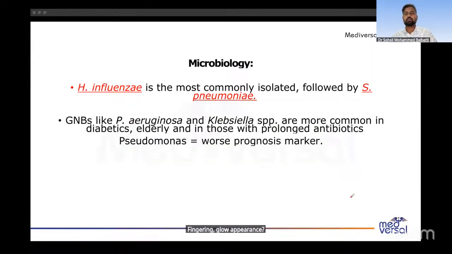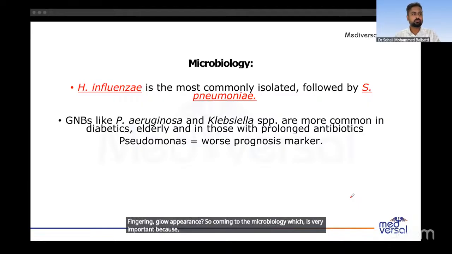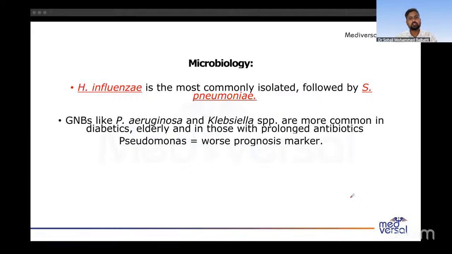So coming to the microbiology, which is very important because these organisms should be known for targeted antibiotic therapy. Haemophilus influenzae was found to be the most commonly isolated, followed by Streptococcus pneumoniae. But we also have Pseudomonas aeruginosa and Klebsiella. These are in a certain subset of patients who are diabetic, elderly, or who have already used prolonged antibiotics. And in the beginning of my webinar, I mentioned Pseudomonas has an important relation with bronchiectasis.